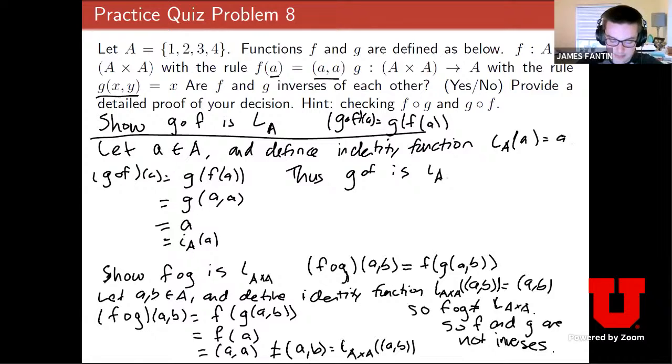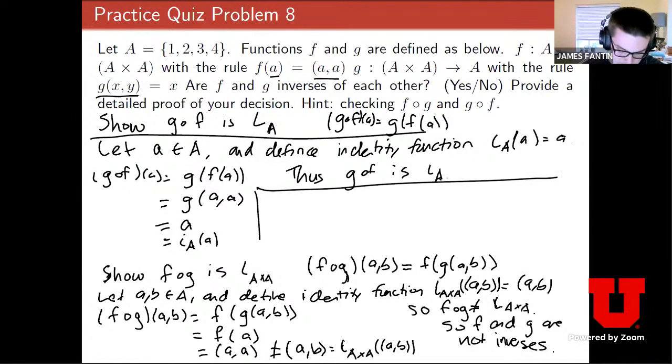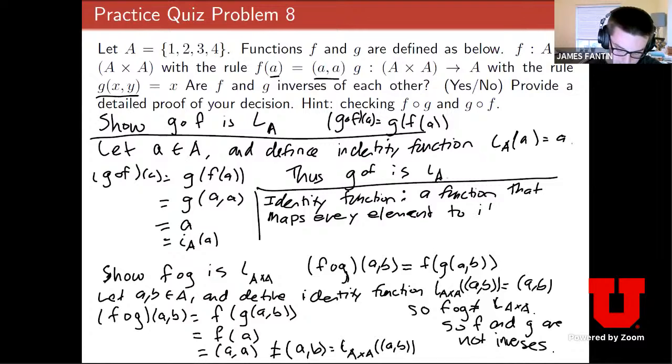What does identity function mean? Yeah, that's a really good question. So the identity function is just any function that maps elements to themselves. So whatever the input is, that's the output.